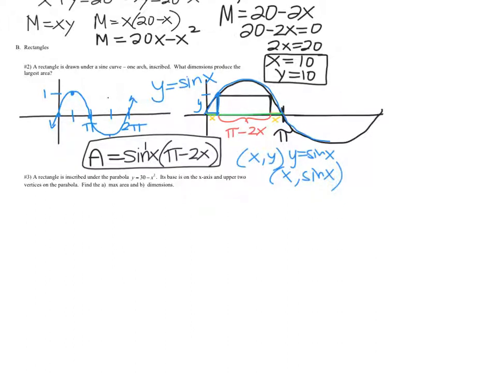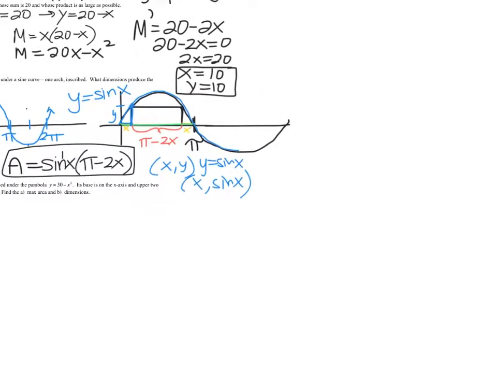So sine of x, close the parentheses, times parentheses pi minus 2x. Make sure that you are in radian mode. And then you can just hit zoom trig. Ooh, nice. Should we zoom in on this little curve right there? You're not going to need to.